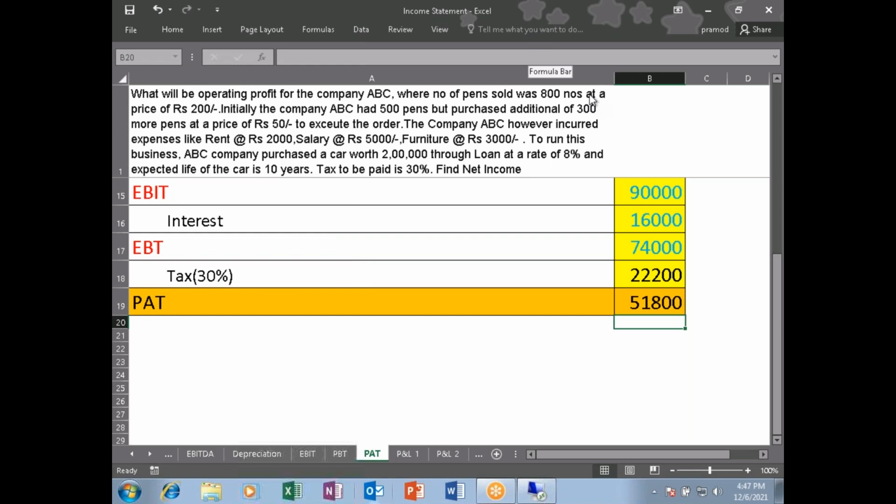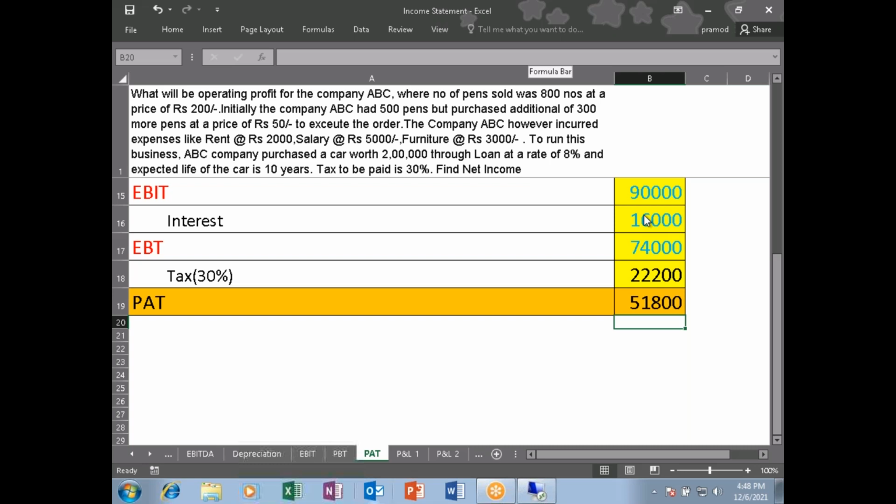Sir, PBT I got 84,000, sir. How 84,000? It cannot be. Till EBT it is same? Yes, sir. Then minus PAT, no. EBT minus tax. 74,000 minus 22,200. That would be 51,800.